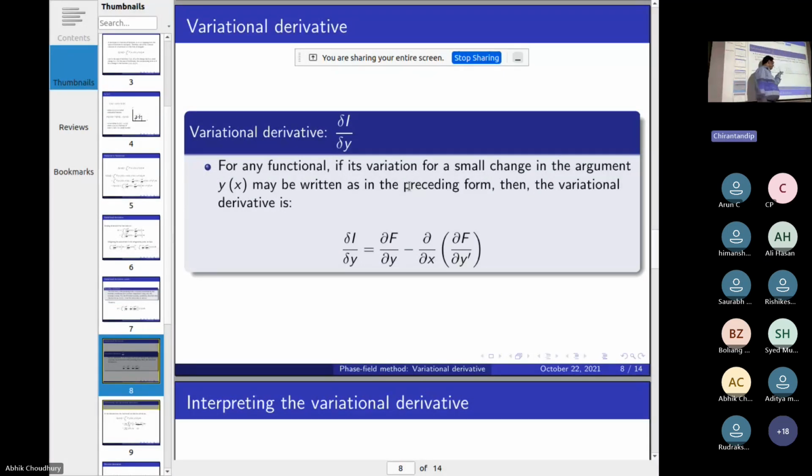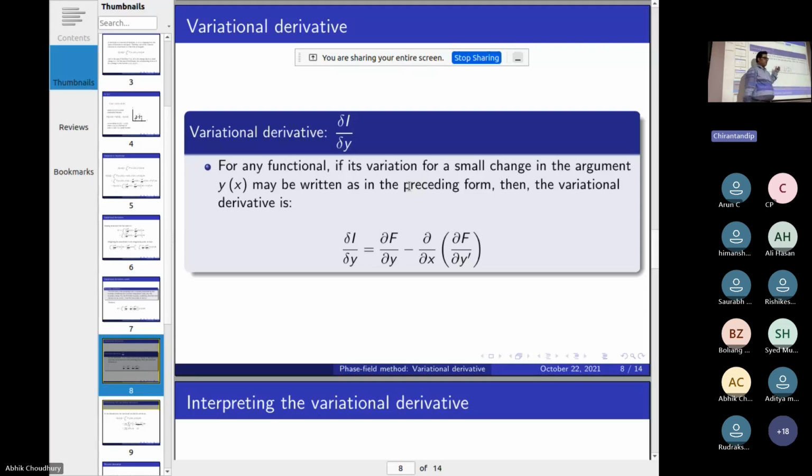Okay, this is partial f by partial y, the partial derivative of the integrand with respect to the original function, minus d by dx of partial f by partial y prime. All right? Is it clear until now? So we have created a new operator which can work on integrals or functionals, and it is operating like this. Okay?